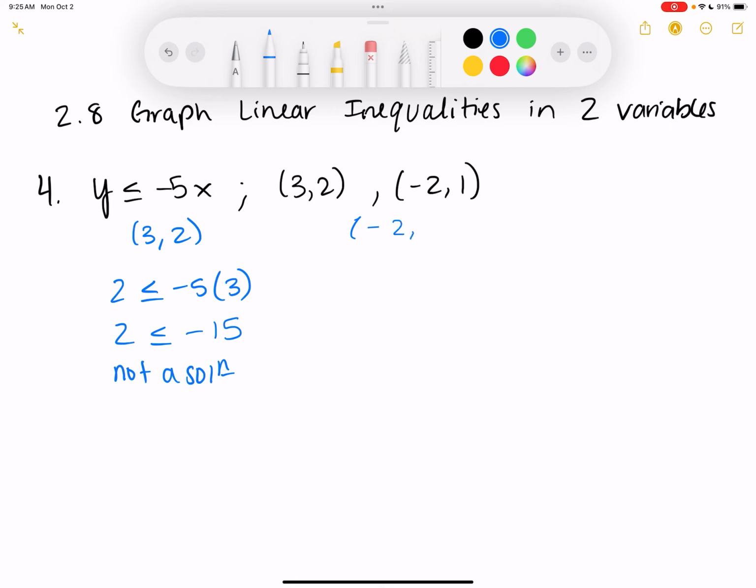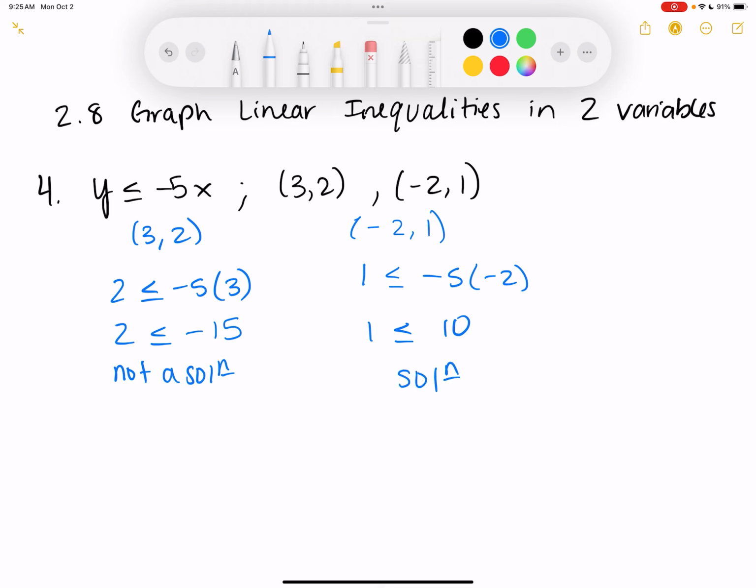And then the other one, (-2, 1). 1 is less than or equal to negative 5 times negative 2. 1 is less than or equal to 10. Is that true? Yes, so that's a solution.